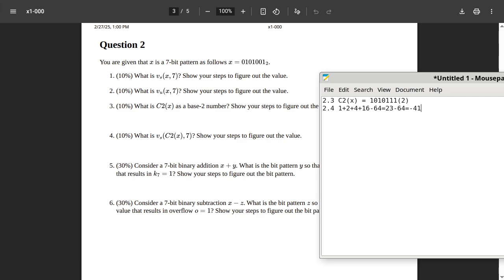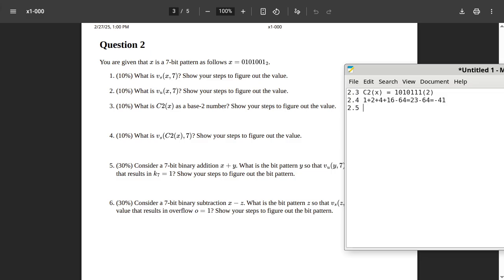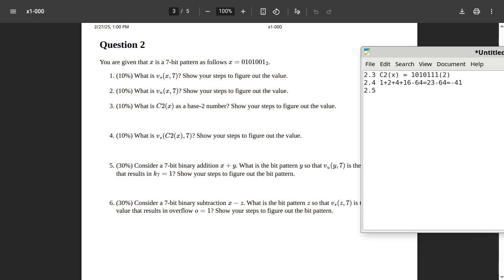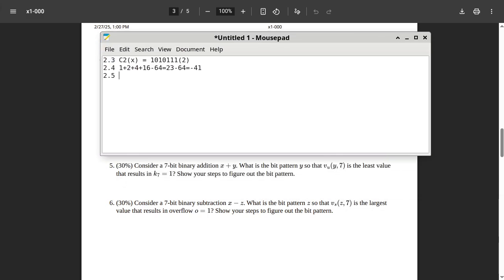Okay, that's number 4. So we now move on to number 5. So 2.5 is consider a 7-bit number. Okay, wait. Move this out of the way so we can. Oh, wait, I got a better idea. Shrink this, move the whole thing on top. There we go. Okay, so now we're moving on to 2.5.